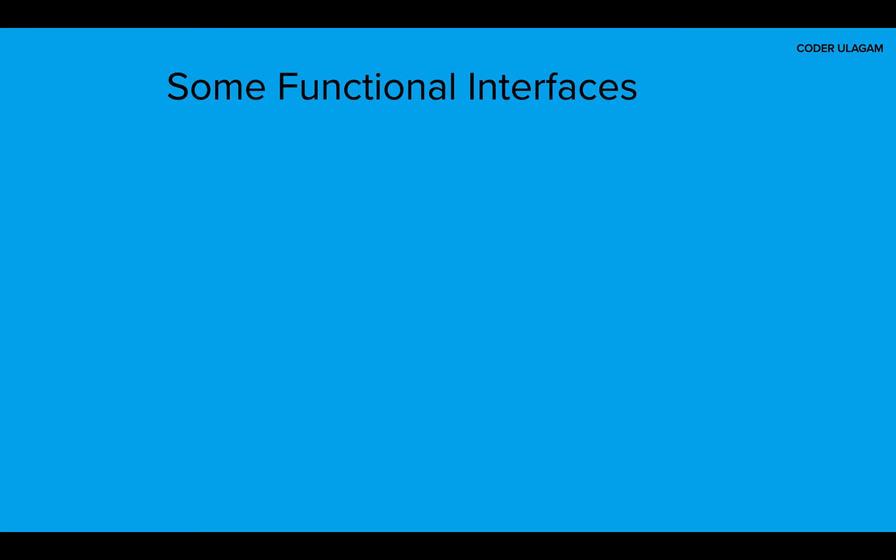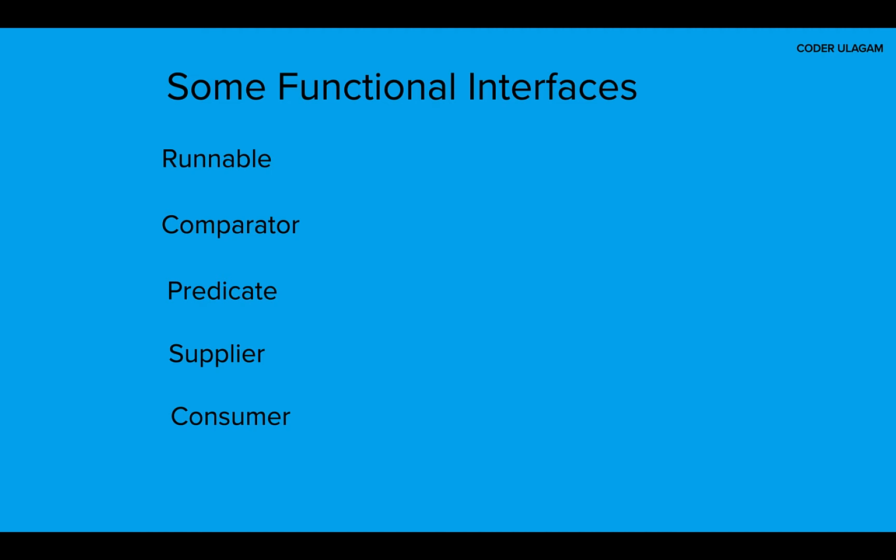Let's see some functional interface examples. These are the functional interfaces available in Java today, of course some of them. Runnable and comparable, these two specifically have been around since Java 1.4 or even before that. Runnable is for creating a new thread, and comparator is to compare objects. But the other ones like predicate, supplier, and consumer have been introduced as part of Java 8.